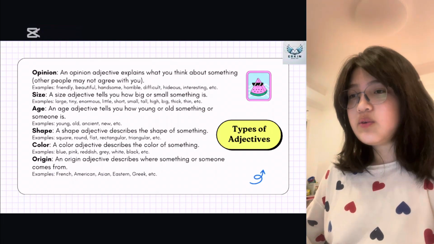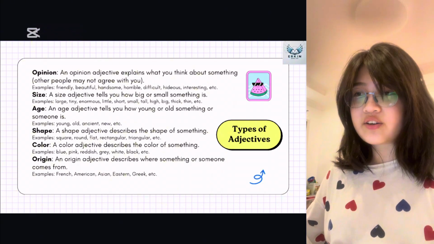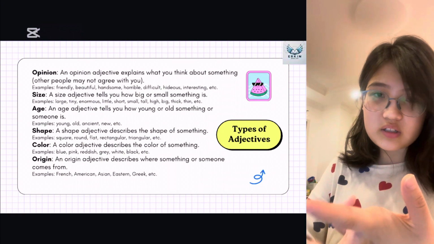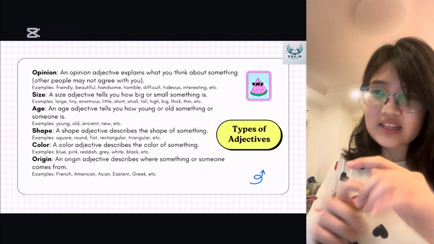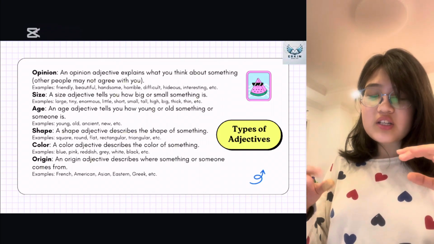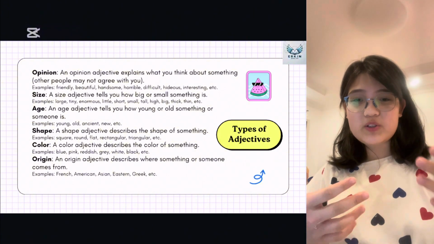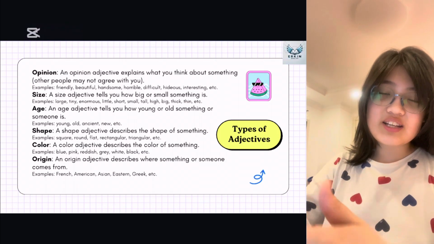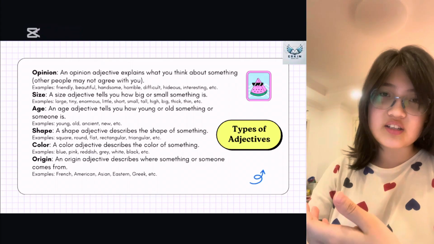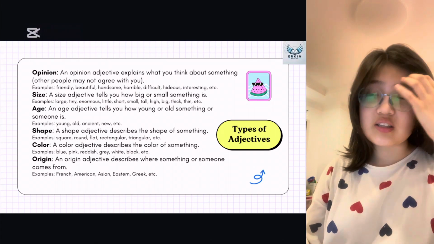The first one is the opinion adjective, which explains what you think about something. Other people may not agree with you. For example, the adjectives beautiful, handsome, hideous, ugly, good-looking, friendly, rude. All of those adjectives are subjective, so that is a person's personal opinion about something. For example, this song is lovely. This can change from person to person. In my opinion, since this is an opinion adjective, I think that this song is really nice. But in somebody else's opinion, they might think that it's not nice and they might not like it as much.